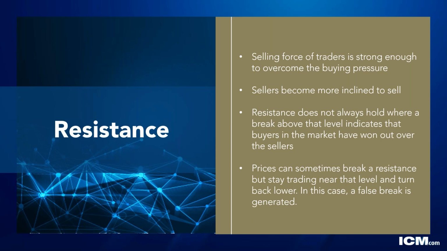It means at a particular point of time the market is overbought, maybe at R1, or maybe at R2, so there's no further pressure on the buying side. So they look to the selling side to go short. So sellers become more inclined to sell. As I said, the price can sometimes break a resistance level but stay trading near the level and turn back lower. In this case, a false break is generated.